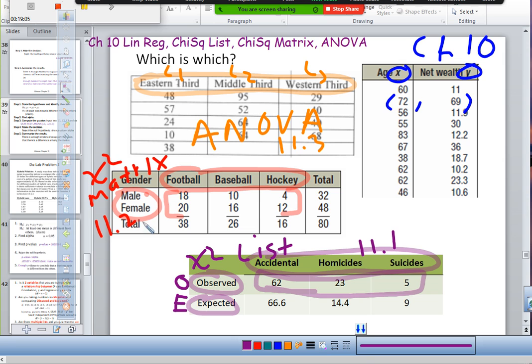Okay, good. And then these 2 don't have observed. These are them. This is it. 2 lists that are all paired up, or 3 or more lists.